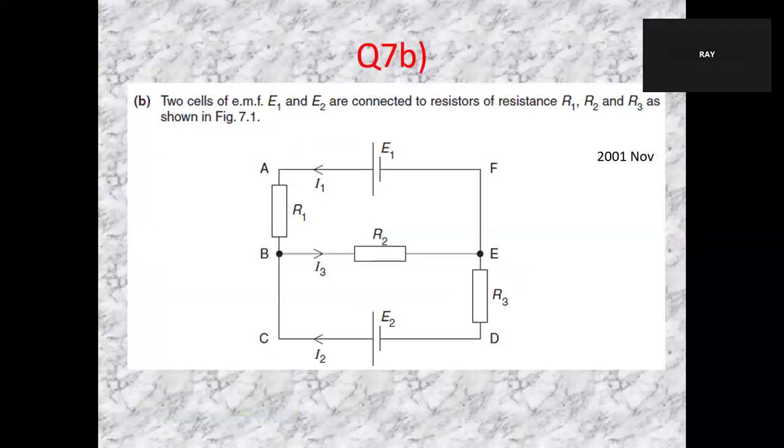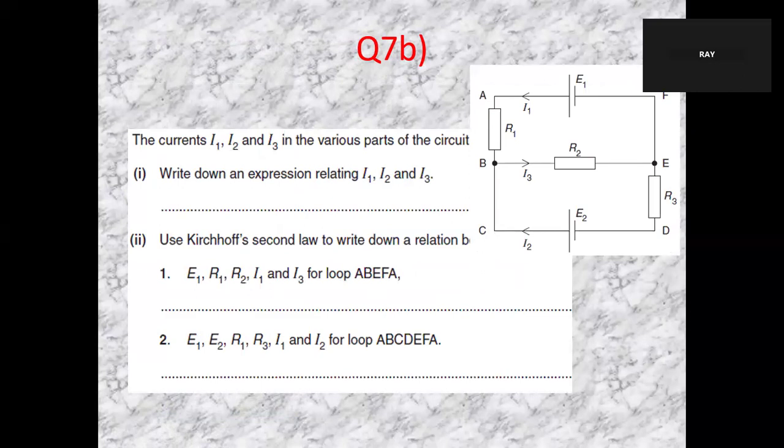Two cells E1, E2 are connected to resistors R1, R2, R3 as shown in figure 7.1. The currents I1, I2, I3 are in various parts of the circuit. Write the expression relating I1, I2, I3.